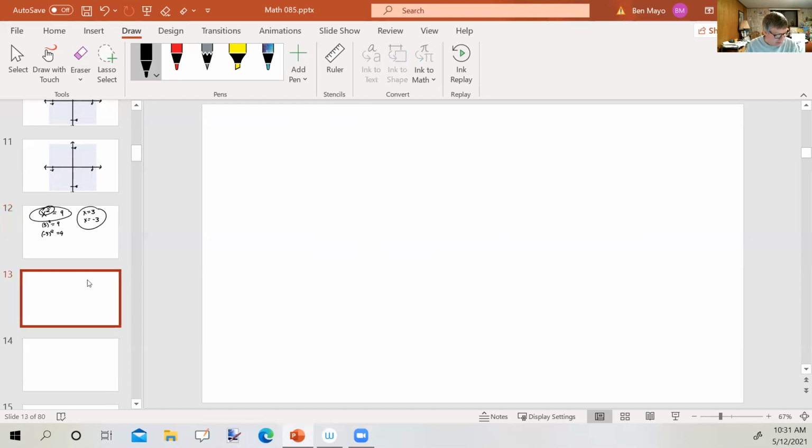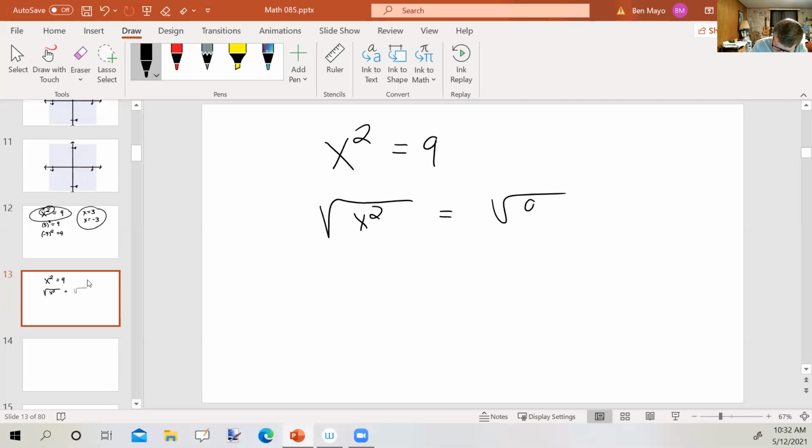Now, how could we get to that? One of the ways we can do that is to use the square root property. If we have an equation in the form of a perfect square, which contains a variable, in this case x squared, equals a constant, which in this case is 9, we can take the square root of both sides of the equation. The square root of x squared is x, the square root of 9 is 3.